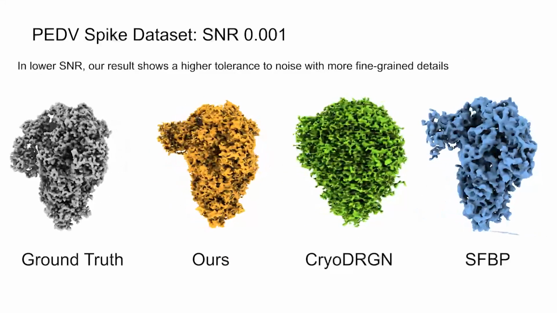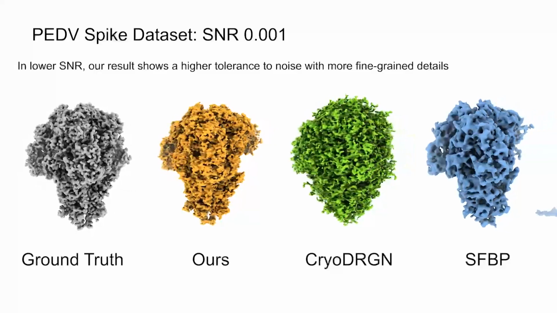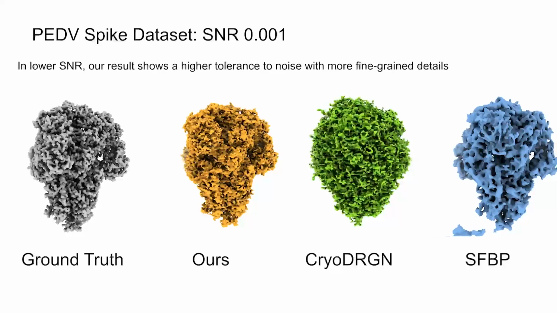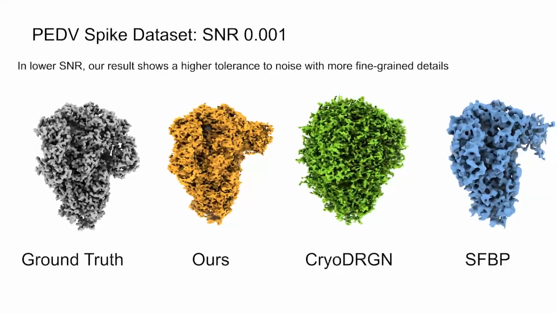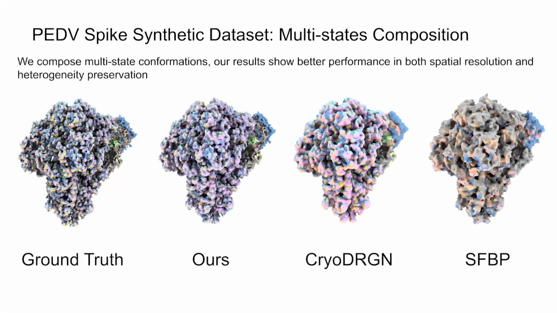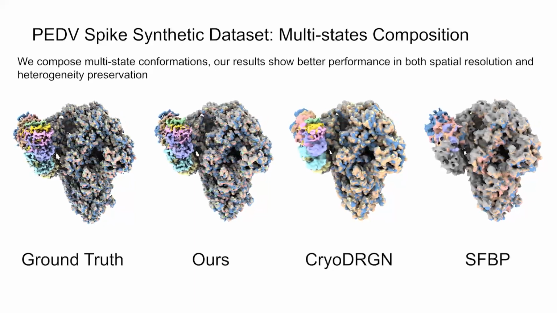Now we move on to a more challenging setting with SNR equals 0.001. Compared to baselines, our method can better recover the details of the structure, even when encountering severe noise. By displaying multiple reconstructed states together, we can see CryoFormer disentangles different conformational states corresponding to the ground truth.